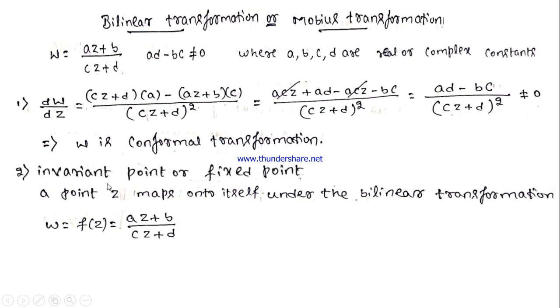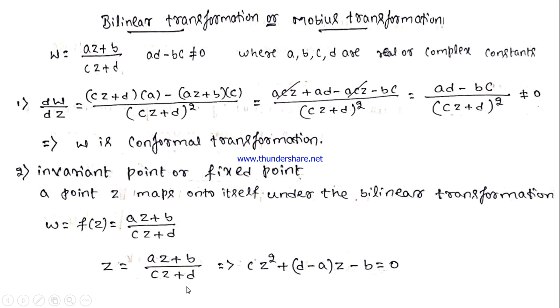Further, if this bilinear transformation transforms a point z to itself, then that point z is called a fixed point or invariant point. A point which is mapped to itself under this transformation is called an invariant point or fixed point. How do we find them? If I replace w by z, that is, I am saying that z is the input and the output is also z, and you simplify this by multiplying and taking everything to the left hand side, this reduces to a quadratic equation. By solving it, we can find the invariant points or fixed points of the bilinear transformation.